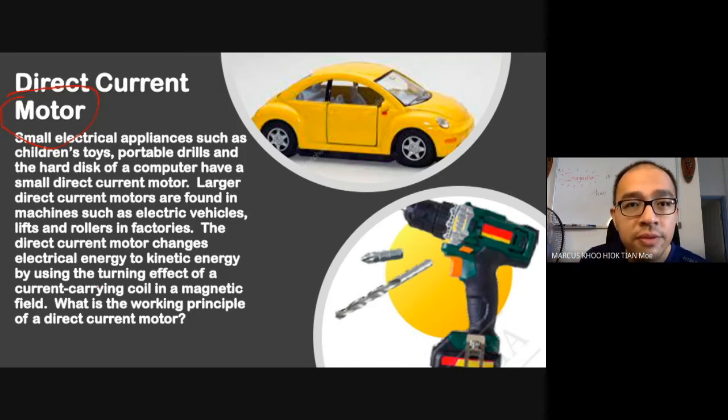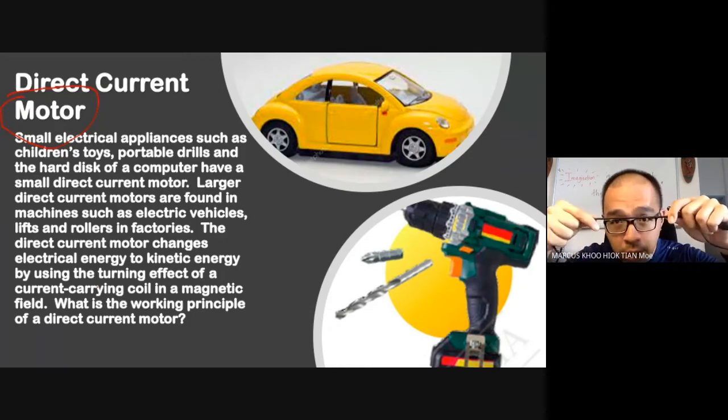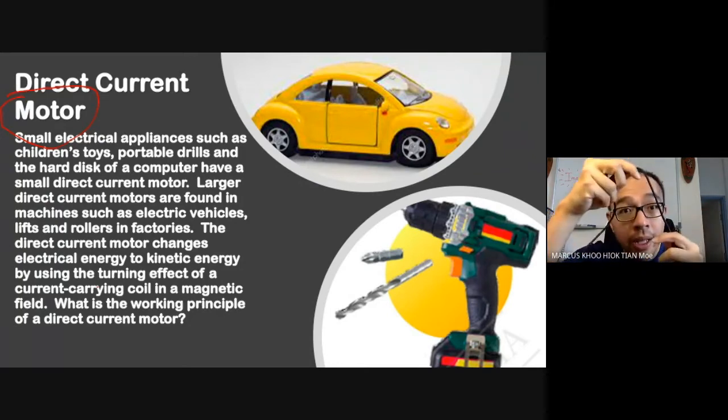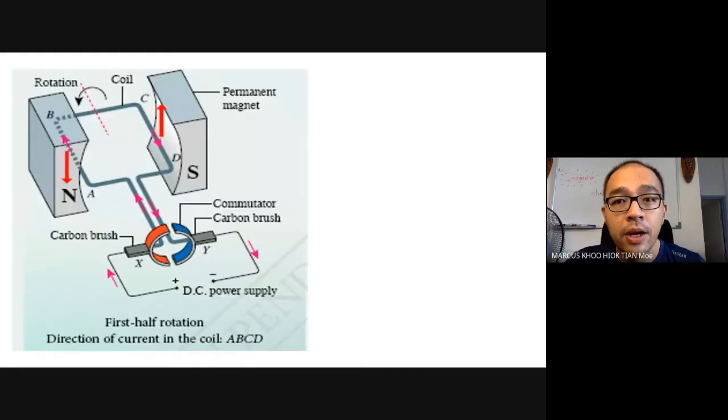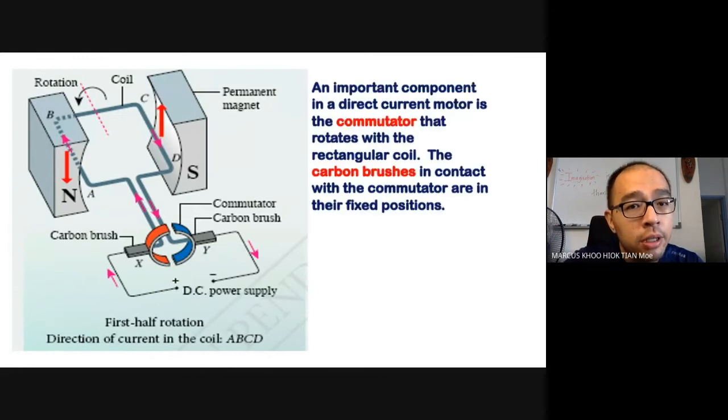How does the Lorentz force, how does the force on a current carrying conductor, become the motor? So we learn about the single wire, then we learn about the coil, and we know that if it is a coil, it will rotate. But how does it keep rotating? This is the main point of this part. So we find that an important component in a direct current motor is this thing called the commutator.